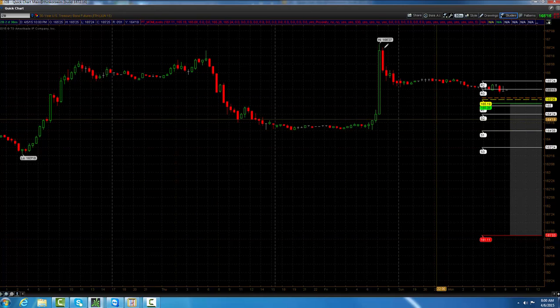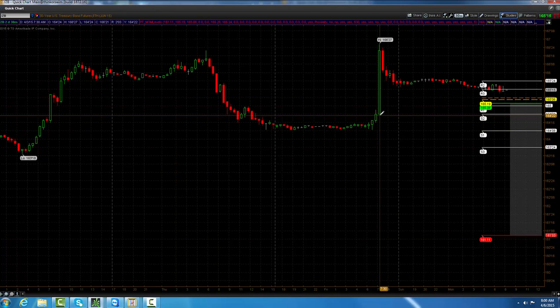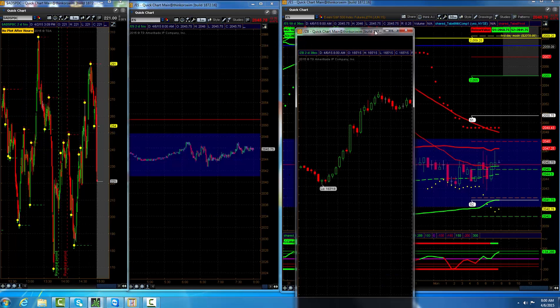Remember, when you get moves like this, they like to go back and test the area, what we call the scene of the crime, just to fill that in. So I am still bullish on bonds.